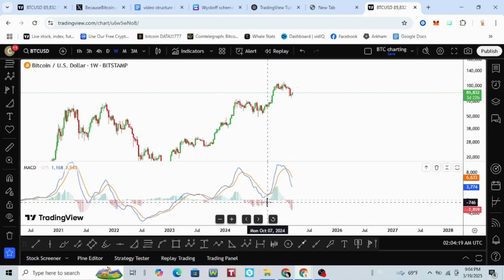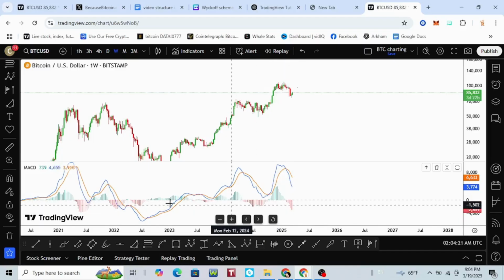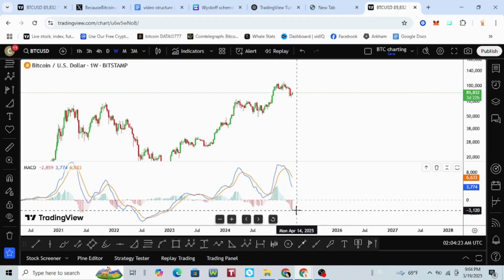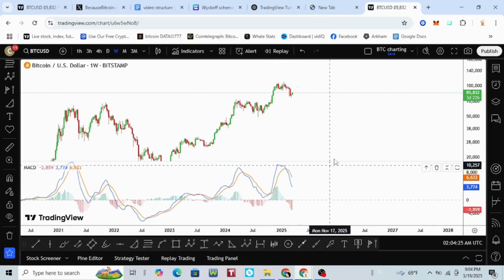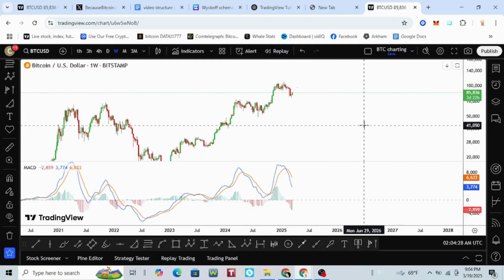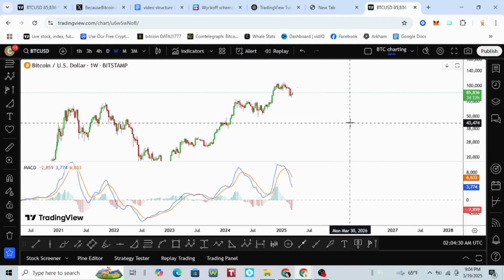Really, it's kind of hard to see, honestly. The red is just way too light. It's kind of blended in with my background. But that's how we use the MACD specifically.